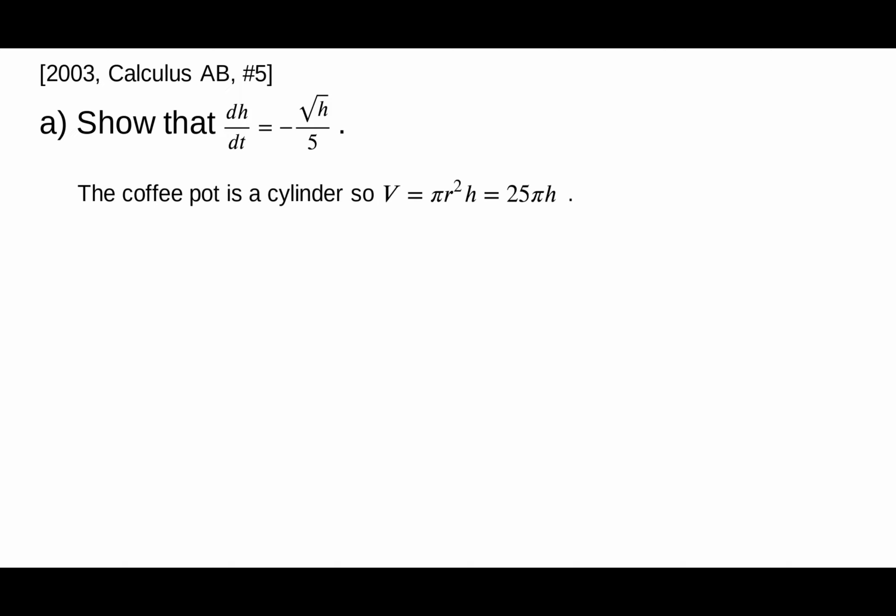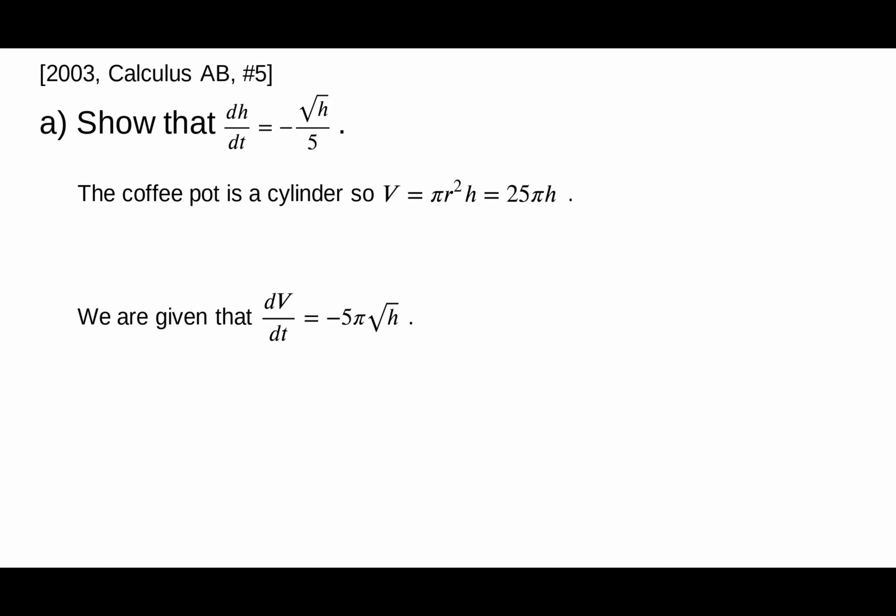Since the coffee pot is a cylinder, the volume is pi r squared times h. The volume of coffee in the coffee pot will be pi r squared times the height of the coffee, and since the radius is 5, the volume of coffee in the pot is 25 pi times h. We're also given that dV/dt is negative 5 pi times the square root of h.